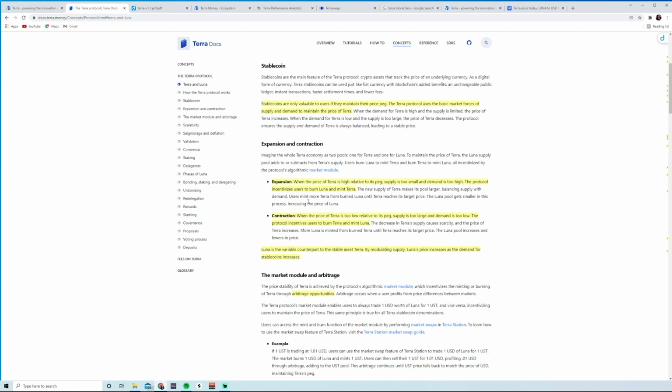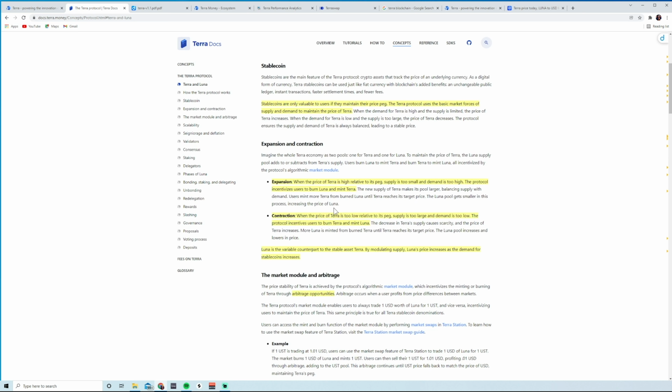The protocol incentivizes users by burning Luna to mint Terra. So this will decrease the total amount of Luna and create more USDT, right? And that would mean that now it's going to become less valuable because there's more of it, but Luna's price is actually going to go up. And this is one of the reasons why there's an actual use case for this particular stable token. And you can do this with any other pairing as well.